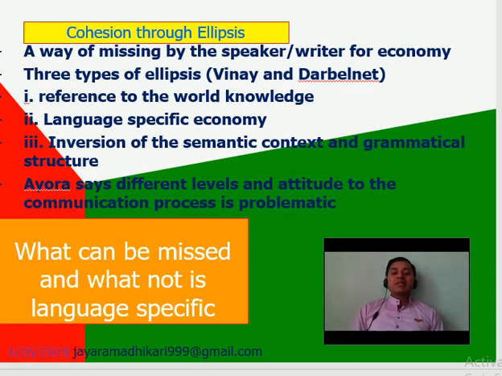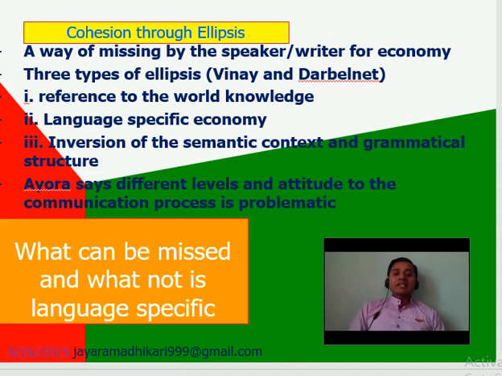Similarly, we can achieve cohesion through ellipses also. By ellipses, we mean a way of missing out by the speaker or the writer for the purpose of economy. So Binet and Dalbernet say that there are three types of ellipses. The first one is a reference to world knowledge. The second one is language specific economy. The third one is inversion of the semantic context and grammatical structure.